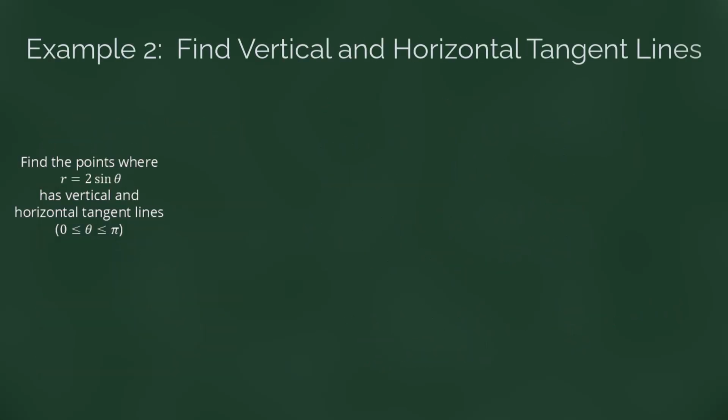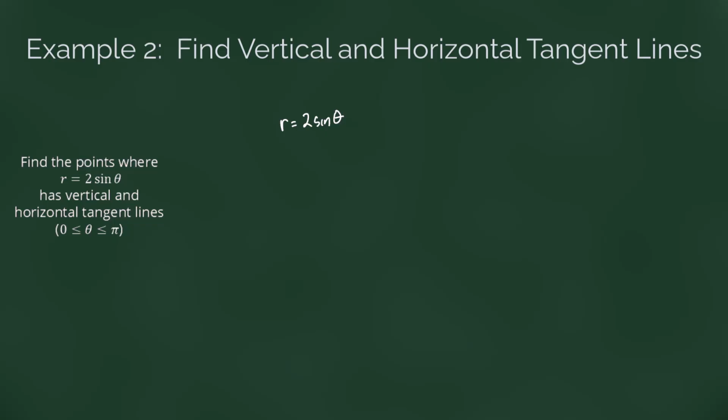All right, let's look at one more example. This time we're going to look specifically for vertical and horizontal tangent lines. So we have the curve r equals 2 sine theta. And we know that that is a circle. That's a circle with a radius of 1. Its center is at the point (0, 1). So the y-axis is running down through the middle of it.